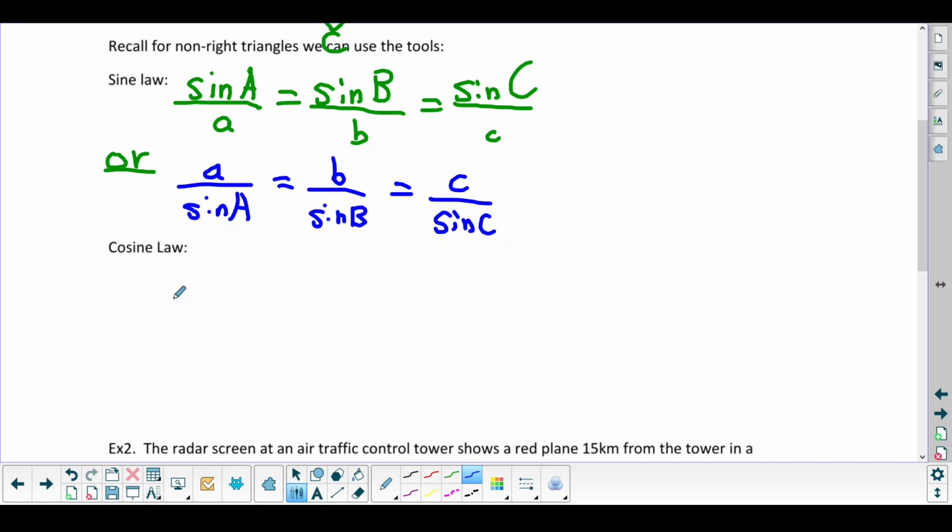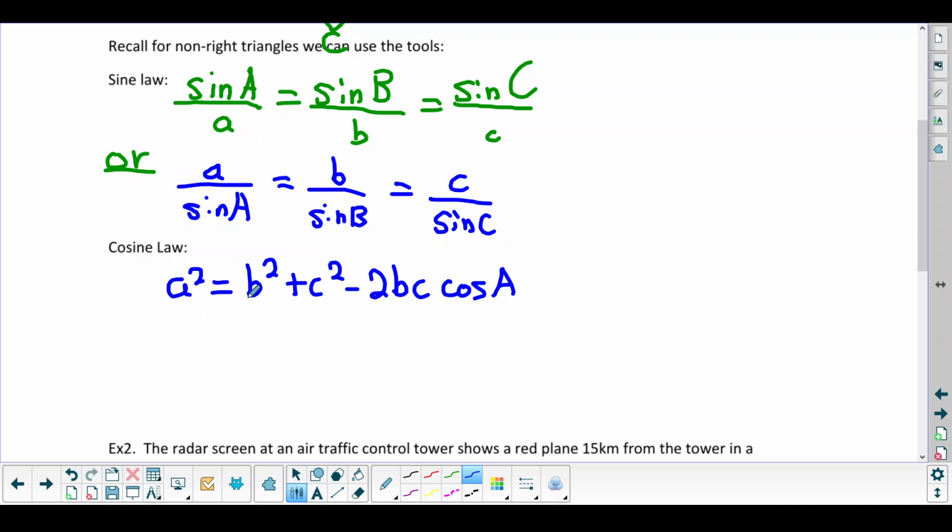Okay, next we have cosine law. So cosine law is actually a special version of, or an extended version of the Pythagorean theorem. So a squared equals b squared plus c squared minus 2bc cosine capital A. You'll note that this has all side lengths except for the angle, and the angle is opposite of the side length we want to find.